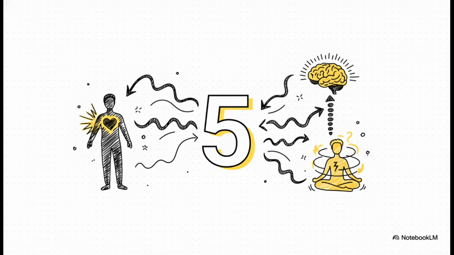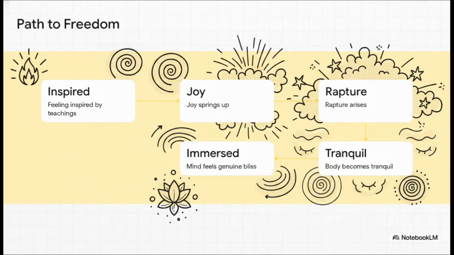This section details how spiritual inspiration actually physically manifests inside us. So it's not just some abstract thought experiment, it's a deeply somatic bodily experience. Sariputta calls these the 5 opportunities for freedom, and it's just a beautifully logical progression. It all kicks off with step 1, simply feeling inspired by the teachings, maybe from hearing them or just reflecting on them. That initial spark leads right into step 2, where joy springs up.